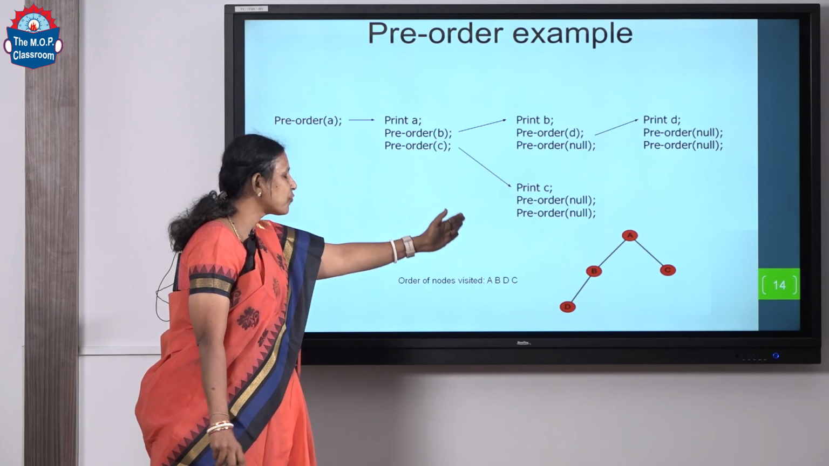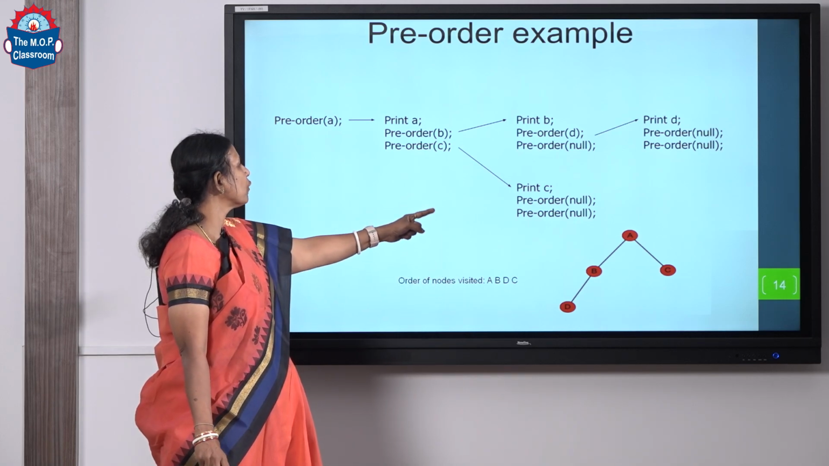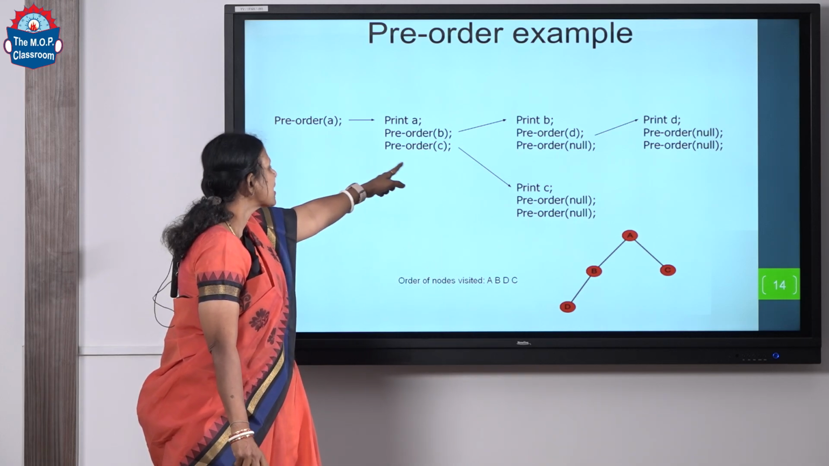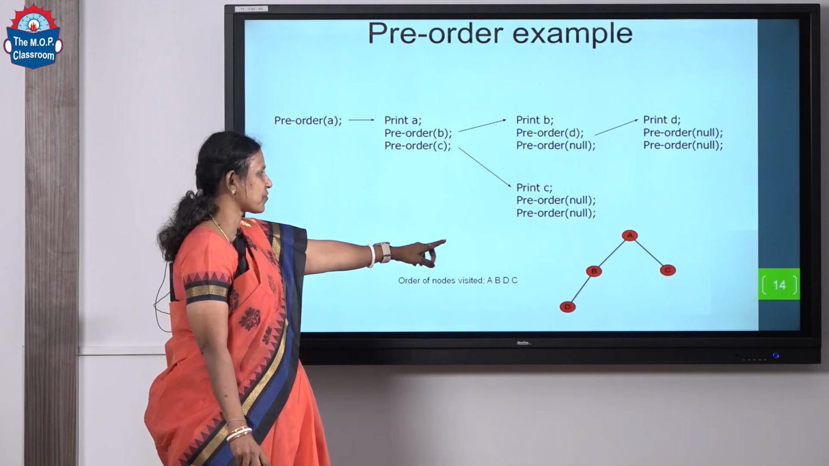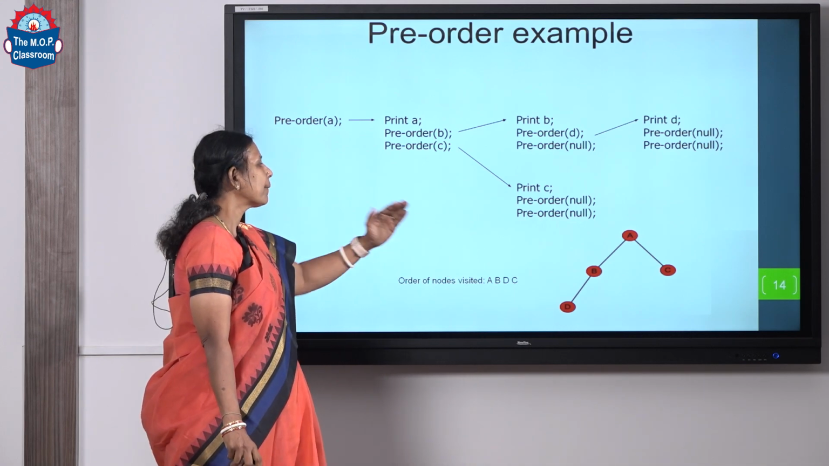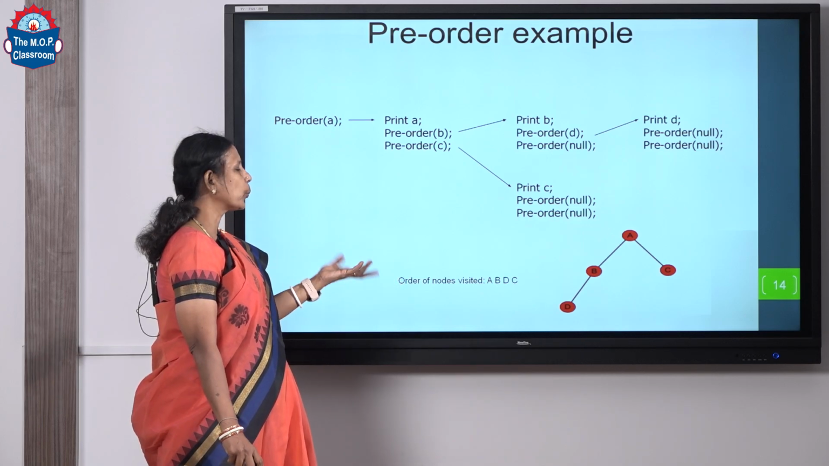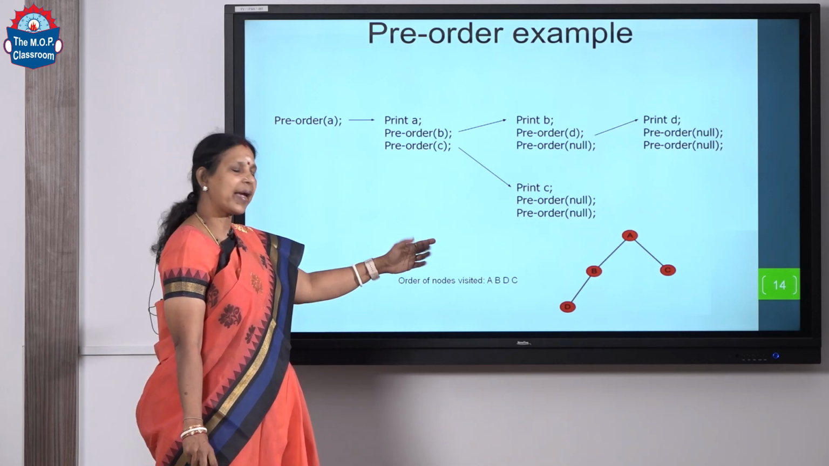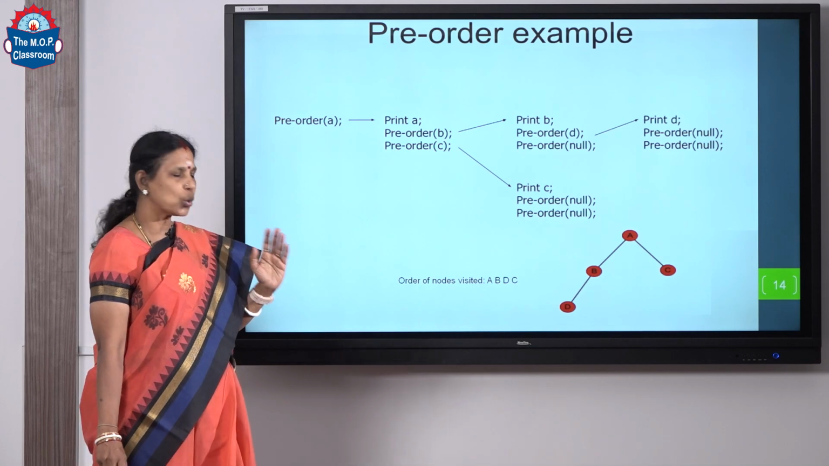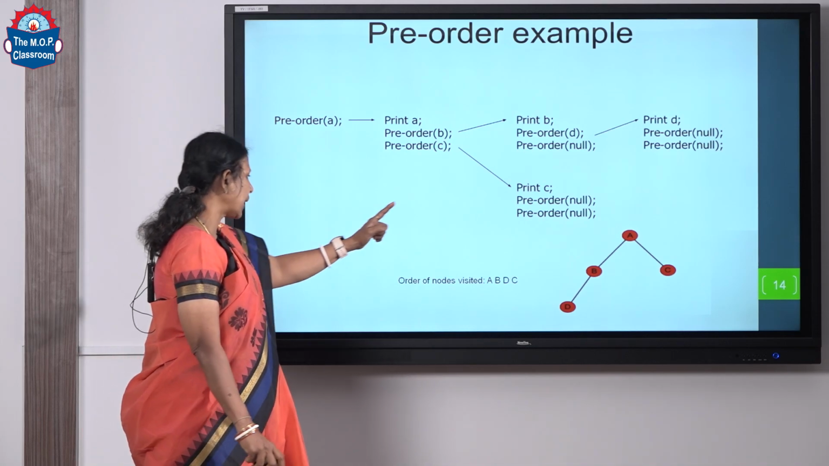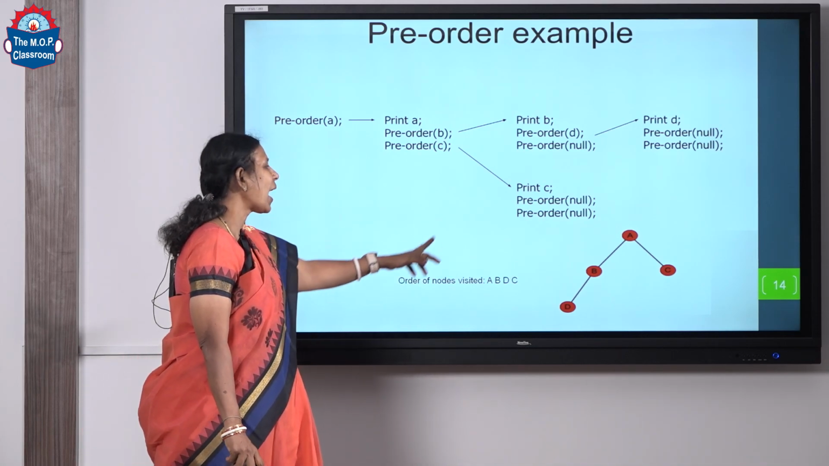Now, left of A is over. Now, it will go to pre-order of C. At pre-order of C, print C will happen. C doesn't have a left child nor a right child. So, with that, the procedure ends. So, the order in which the nodes will be visited will be A, B, D and C.